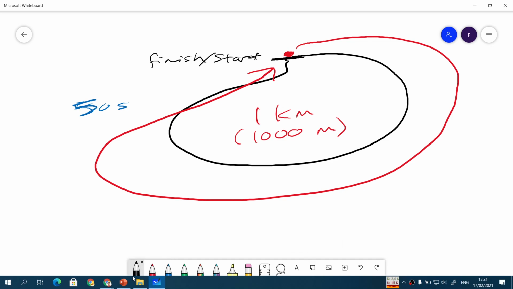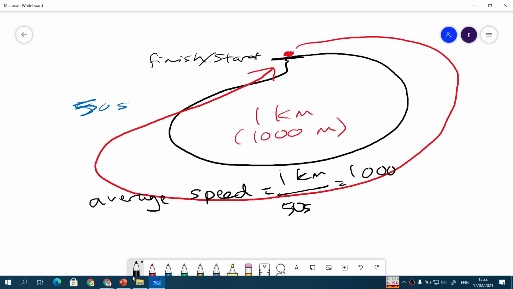Yes, you are correct that the average speed is 1 kilometer over 50 seconds. Let me correct my writing first. The average speed is 1 kilometer over 50 seconds, or 1,000 meters over 50 seconds, which is 20 meters per second.